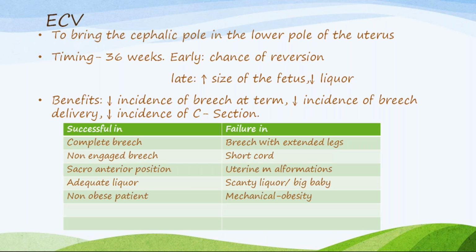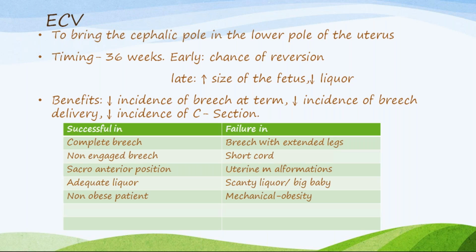If the baby size is very big or very small, cephalic version should not be done because there is danger to the fetus. If liquor is less, you should not attempt this. If there is a previous cesarean section, it should not be done. If there is a contracted pelvis, it should not be done. So before that, you should fulfill certain criteria, so that the incidence of breech is decreased.